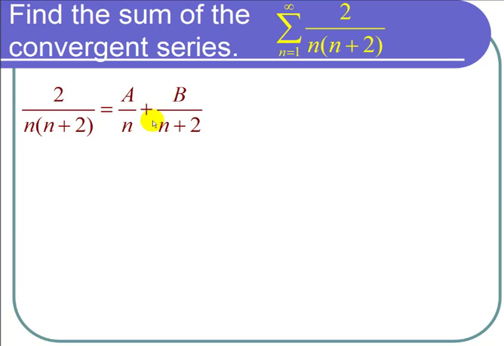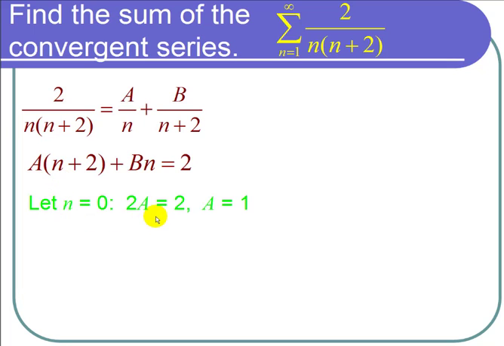So next I add these fractions by getting them over a common denominator. And then I can write that A times n plus 2 plus B times n will be the new numerator. And that should be this numerator, which is 2. So now, to simplify, let's let n equal 0 to zero out the B times n. So if n is 0, we get A times 2, or 2A, and that's equal to 2. So A is just 1.